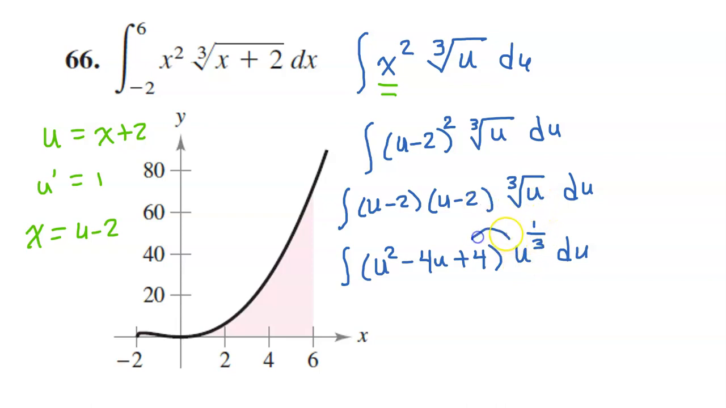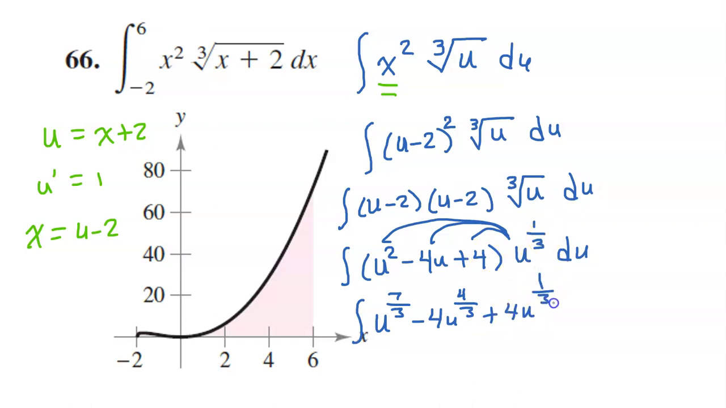The next step is to distribute u to the 1/3 power. When we do this, we will have to add the exponents each time. 2 is like 6 over 3. 6/3 plus 1/3 is 7/3. And then we have minus 4u. This is u to the 3 over 3. Plus 1 over 3 is 4 over 3. And then 4 times u to the 1/3 is just 4u to the 1/3.